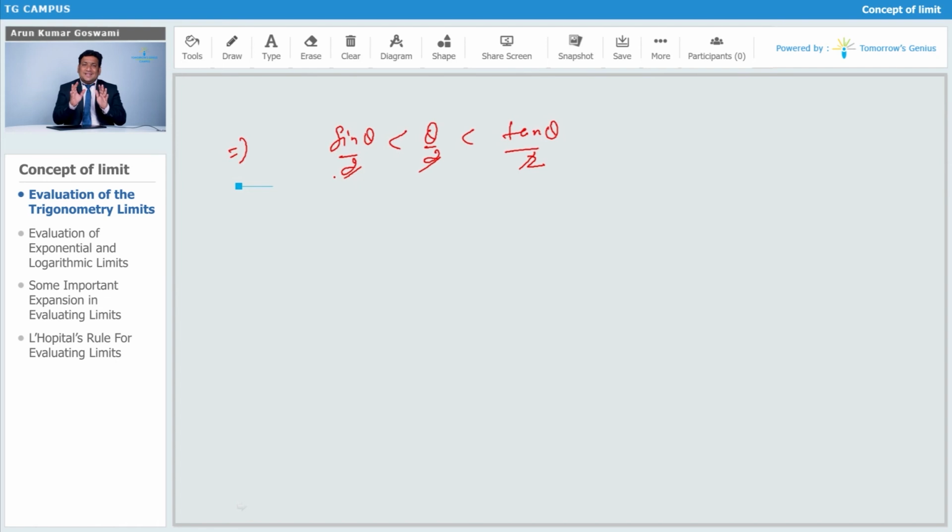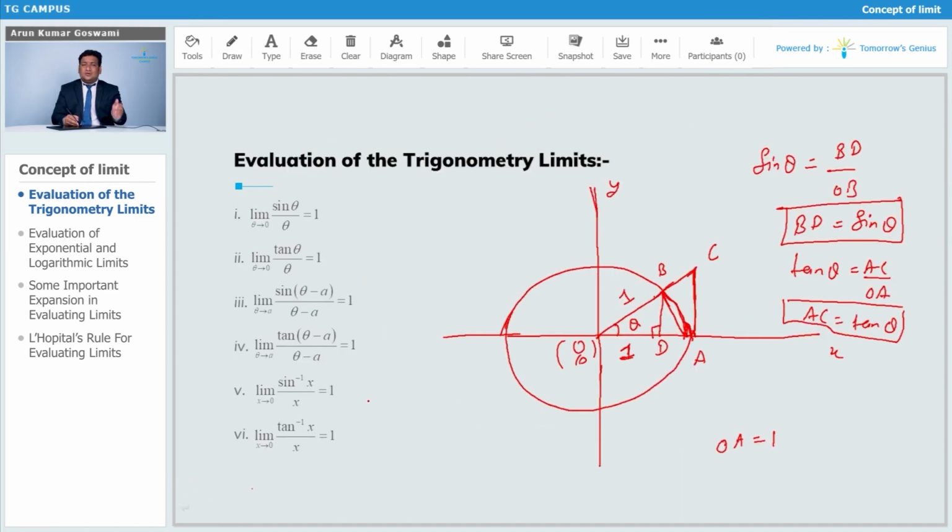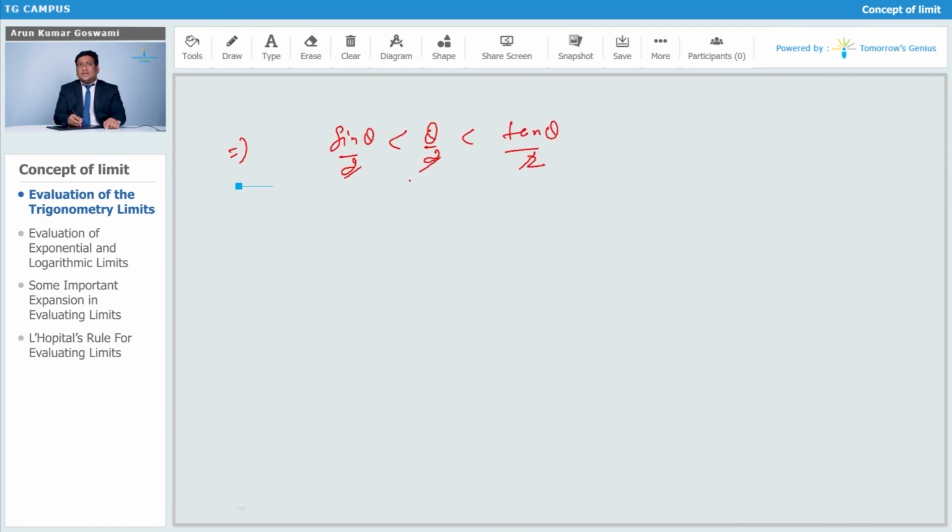Now, till this point you can do it for every proof. For every trigonometric proof, you can use the unit circle, and whatever areas I have taken, you can take the same. But now it comes to the first thing that we need to prove, sine theta. So we'll go with sine theta. I'll divide the whole equation by sine theta. I'll get 1, theta by sine theta, and tan theta by sine theta, which is nothing but 1 by cos theta, because tan theta is sine theta by cos theta.